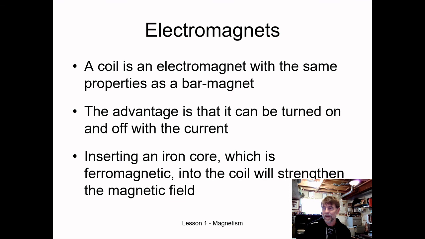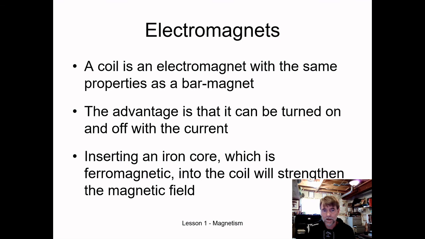Somebody was smart enough to recognize this. Somebody went, hey, this is really helpful. We can put current through copper. We can get a magnetic field as a result of that current, but we have an off switch. Okay, we don't have to wait for that temporary magnet to finally lose its magnetism. As soon as we turn the current off, that's an off switch on our magnet. Really, really beneficial.